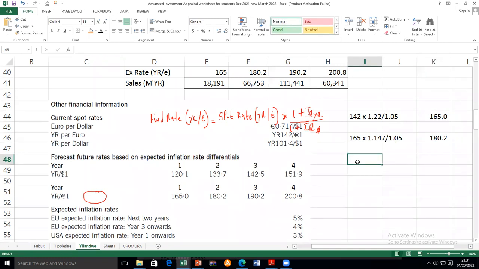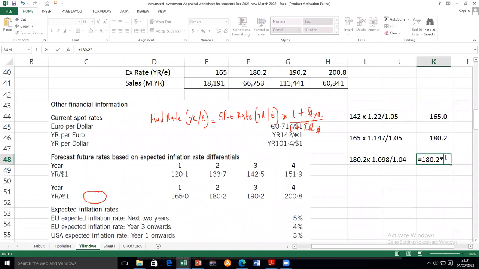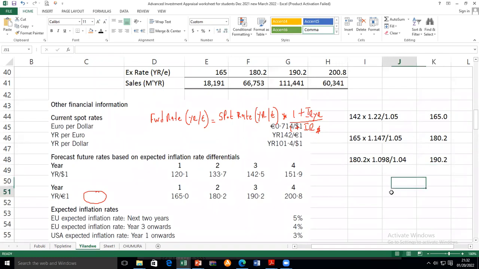Then, from year 3 onwards, the story changes. So it should be 180.2 times 1.098 divided by 1.0. There we are.